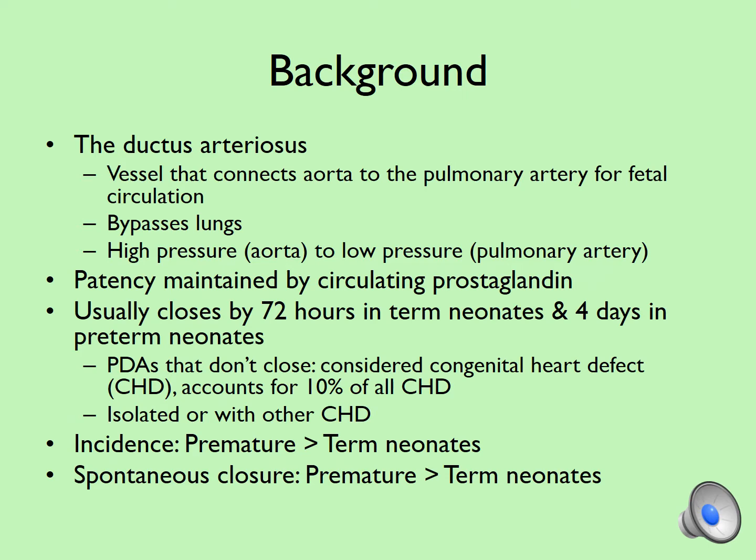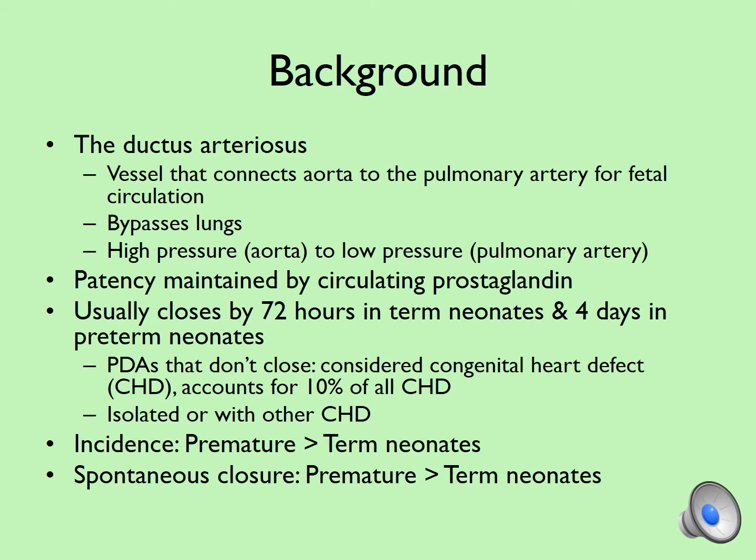So the PDA, or the ductus arteriosus, is a vessel that connects the aorta to the pulmonary artery for fetal circulation. And the function of this vessel is that the blood circulation will bypass the lungs in utero. And this is important because the lungs obviously aren't functioning as lungs in utero. So this vessel functions to oxygenate the blood and connect the two sides of the heart, the right side and the left side, using the PDA.